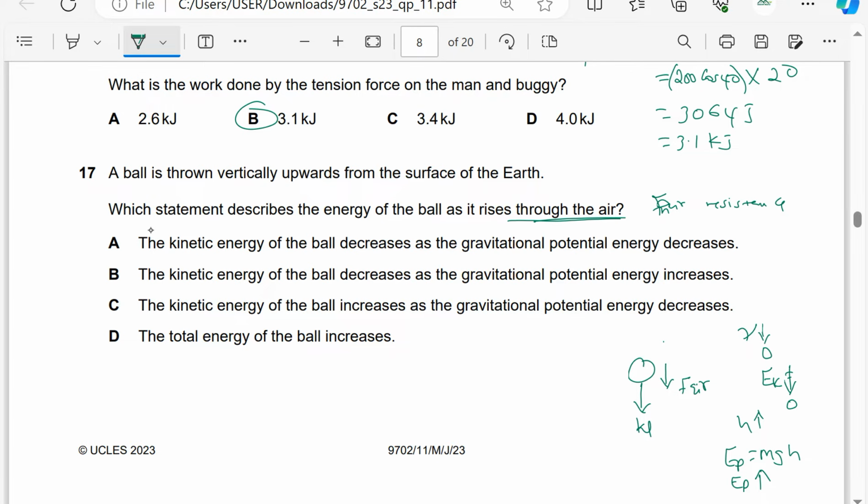The kinetic energy of the ball decreases. That is true. The kinetic energy of the ball increases. So this one is wrong. The total energy of the ball increases. This is also wrong because total energy is always conserved. It does not increase. The energies change from one form to another, but the total remains the same. So we have to choose between A and B. The kinetic energy of the ball decreases, which is true. As the gravitational potential energy decreases, but we have seen the potential energy increases. So the answer is going to be B, not A.